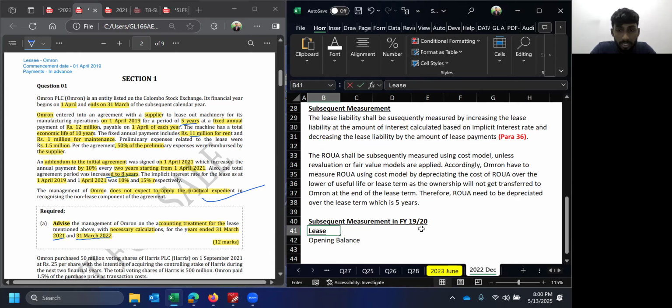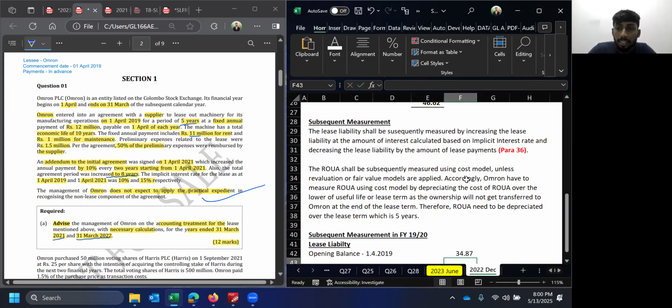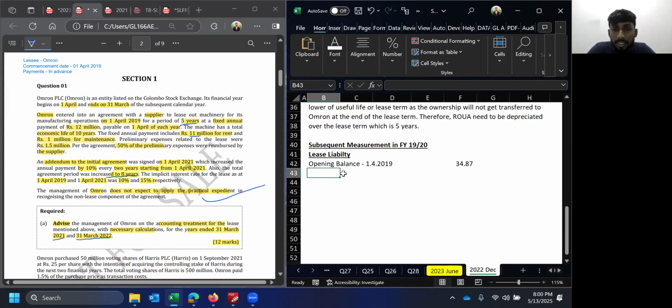Lease liability. Opening balance is at 1st April 2019. That's what we calculated, 34.87 lease liability. So this is a payment in advance, right? This is a payment in advance.